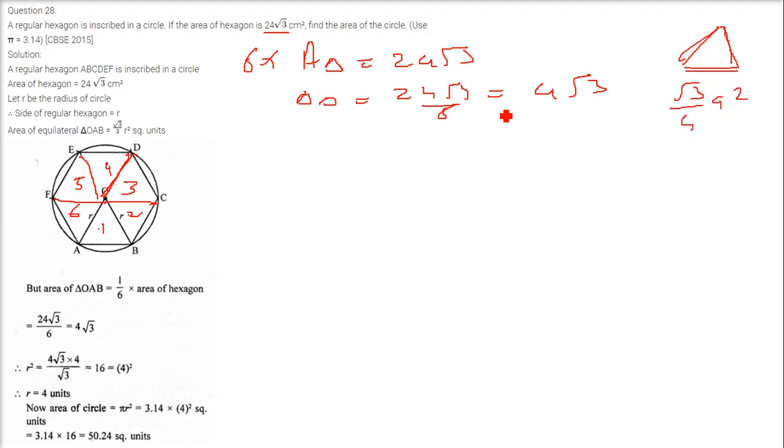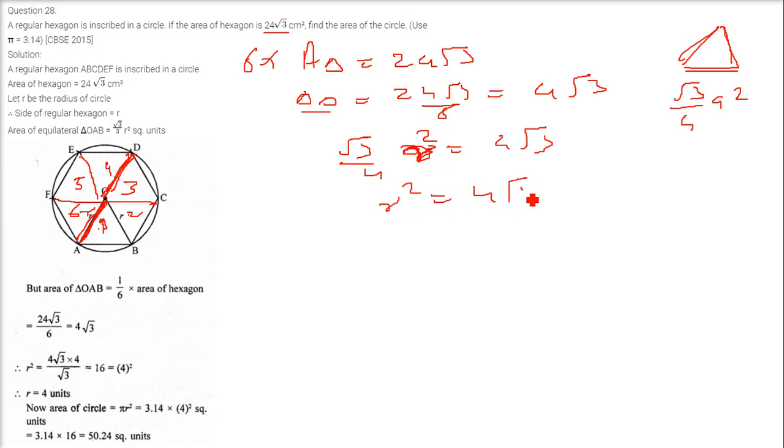√3 by 4 a square. But we have known that the area of triangle is 4√3. So just equate it. √3 by 4 a square is equal to 4√3. But interestingly, this a is nothing but r. So radius and a, they both are same. In this case, this is radius, this is side of the triangle also. So we'll put r here.